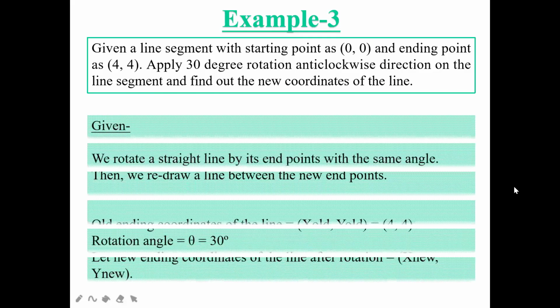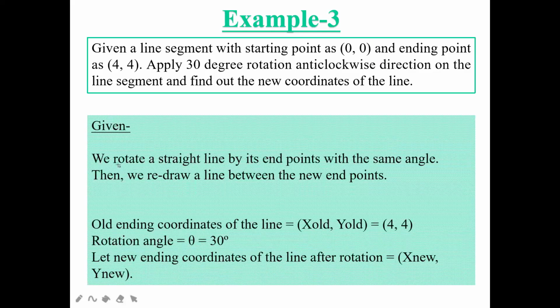Now here you can see the given data. First, we have to rotate a straight line about its end point by the same angle. You can draw the diagram. You can place your starting point as 0 comma 0 and the ending point as 4 comma 4. As the ending point is 4 comma 4, we are going to consider that as x old comma y old, and the rotational angle given is 30 degrees, which we denote as theta.